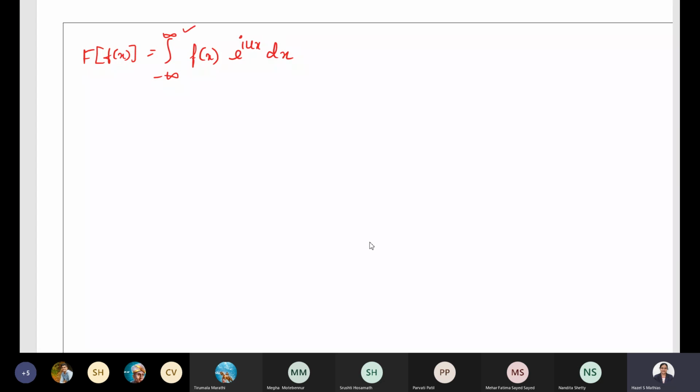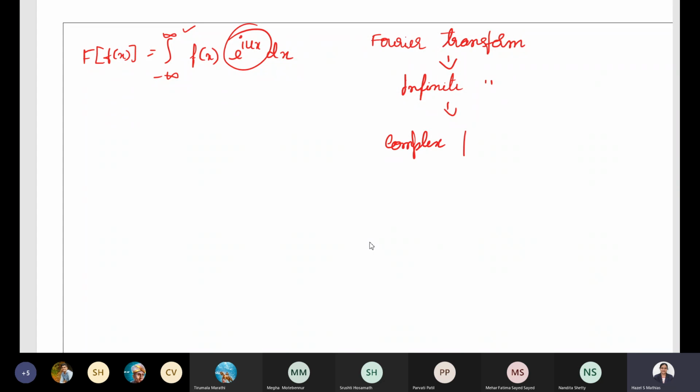Because of this infinite limit, the Fourier transform can also be regarded as the infinite Fourier transform. And because of this e power iux term, it contains an iota term. That's why it can also be regarded as the complex Fourier transform. These all three mean the same thing. So this is how a Fourier transform is defined.